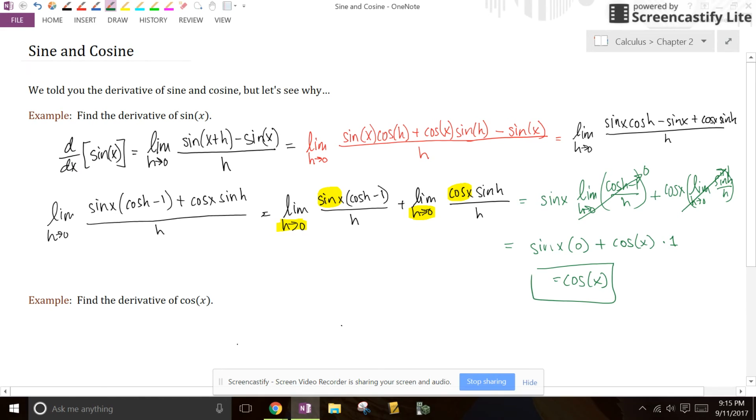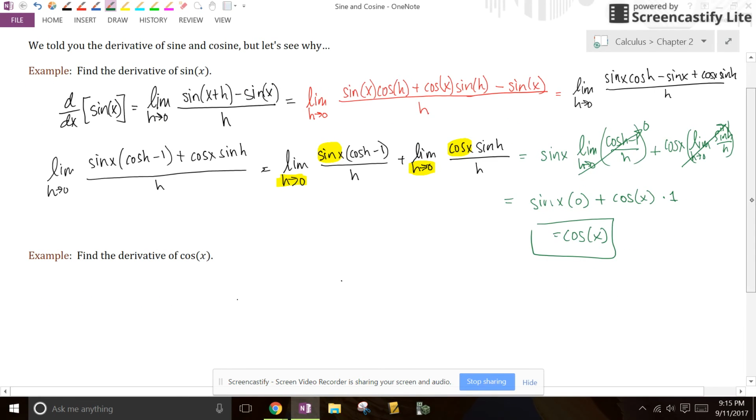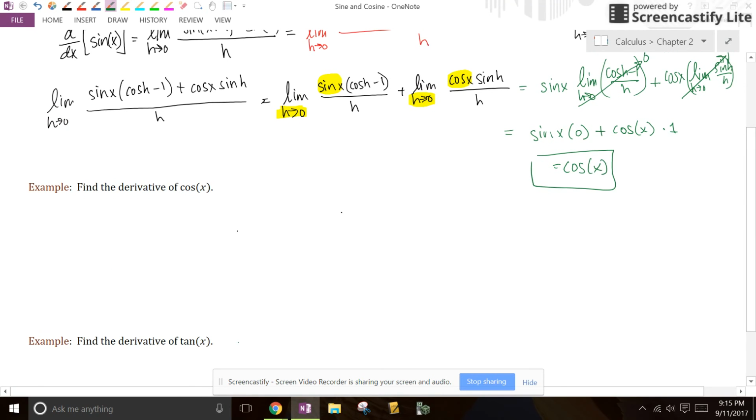Now, example 2, I would do, but my pen is driving me nuts, so I'm not going to. But it's the same thing, and you will notice that you'll have a negative floating around in there, and you will end up getting negative sine. So that's how you could prove it on your own. Once you do the exact same process, you know the answer is negative sine. See if you get the same thing.